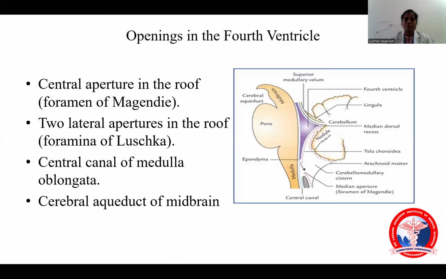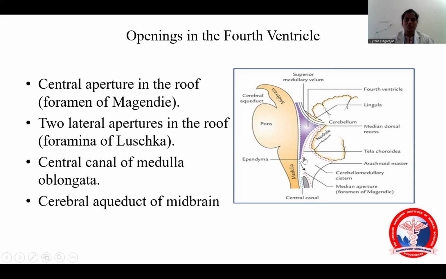Now let's see about the openings in the fourth ventricle. There is a central aperture in the lower part of the roof, which is called the foramen of Magendie. Then there are two lateral apertures in the roof, which are called the foramina of Luschka. Then we have the central canal of the medulla oblongata, and the cerebral aqueduct of the midbrain.